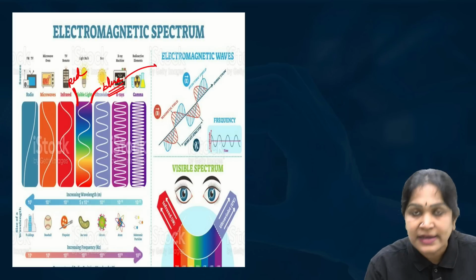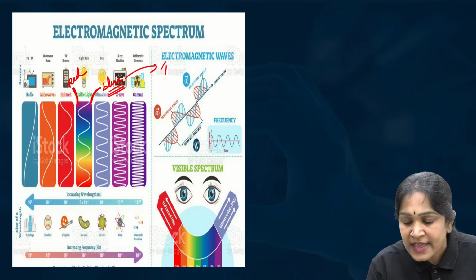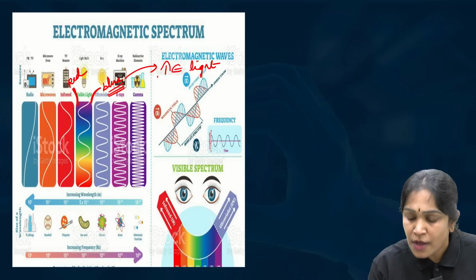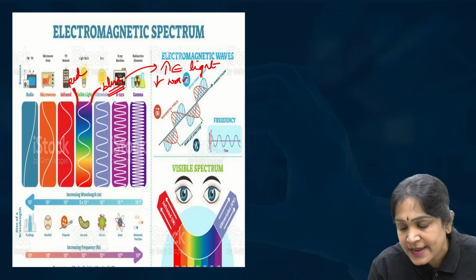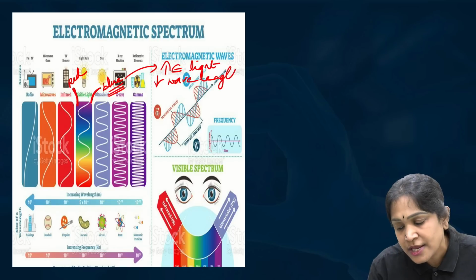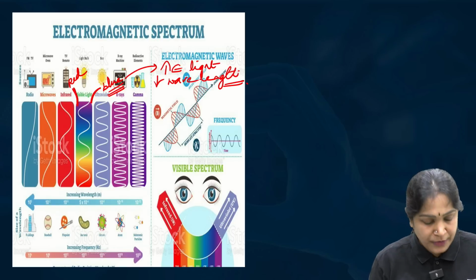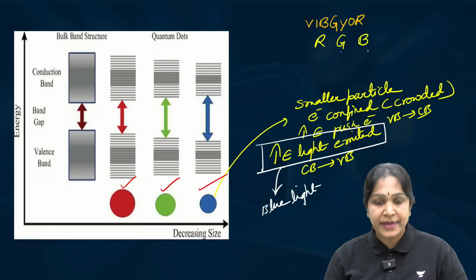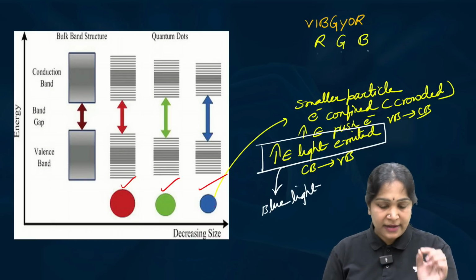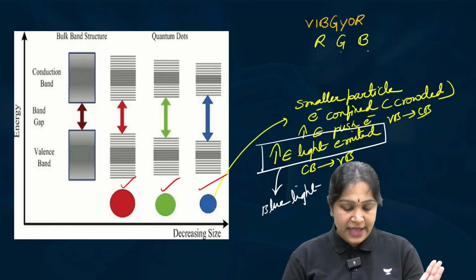So blue color light means what? High energy light or low wavelength light. High energy or low wavelength light. Okay. So now let us summarize this. This particle, I repeat point by point, listen carefully.